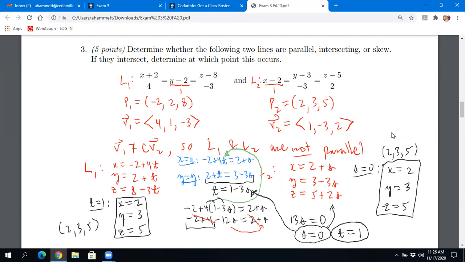So what do we conclude? The lines intersect at the point 2, 3, 5. Yeah? It actually worked out perfectly that time. Okay? Any questions on that? Questions? Okay.